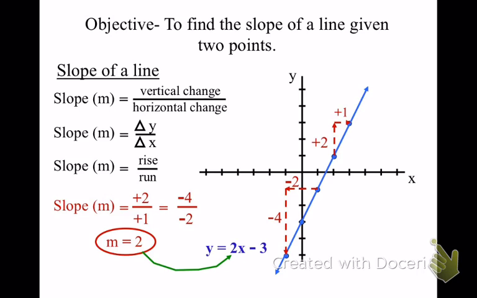Now, let's talk a little bit about this equation. You will notice my slope is 2. And where do you find that in the equation? It's right before the x. The m in the equation is the coefficient of x. So the general formula for slope-intercept is y equals mx plus b, where m is your slope and b is your y-intercept. So in this case, 2 is my slope.